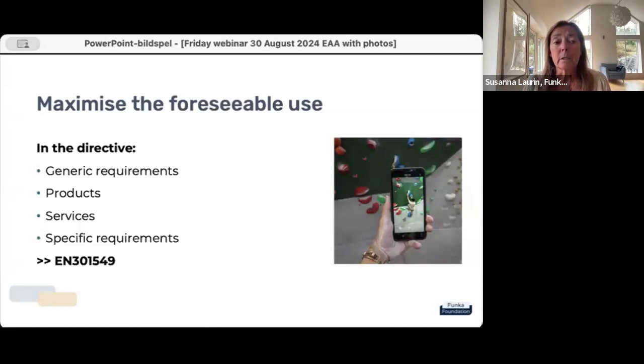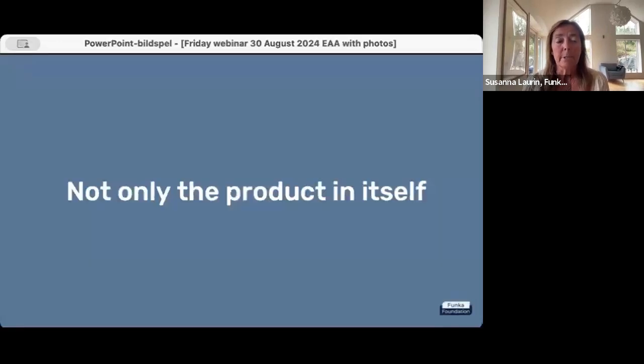It is, of course, a problem that the standards are not finalized and published before the legislation enters into force. But because the requirements are already in the law, this doesn't mean that you cannot start to work on the compliance of your products and services. But it's not just the product or service in itself that needs to be accessible. There are also additional requirements, and this is what we try to highlight in this brief presentation.